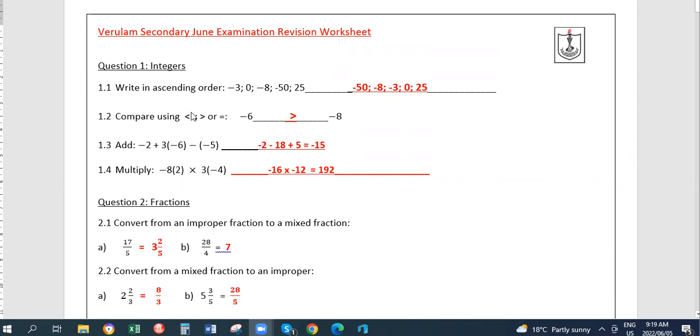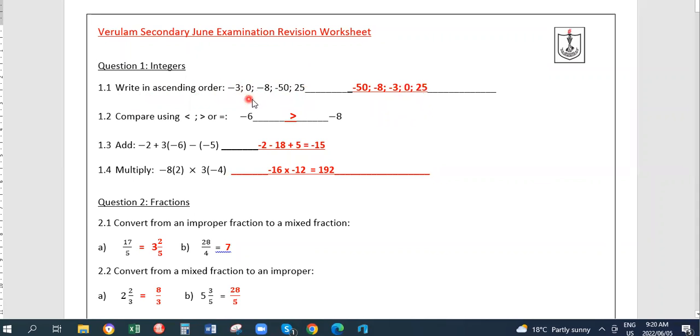Okay, in terms of integers, the first question says arrange in ascending order. So what does ascending order mean? It means from the lowest to the highest, like when you ascend stairs. Ascending order is lowest to the highest. So your lowest value here, remember, is your negative 50. With normal numbers, without the negative sign, 0 is lower than 25. So we have 0 and then 25, increasing from the lowest to the highest.